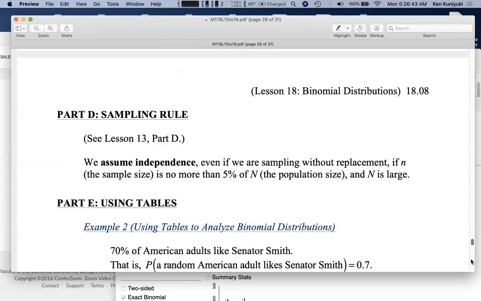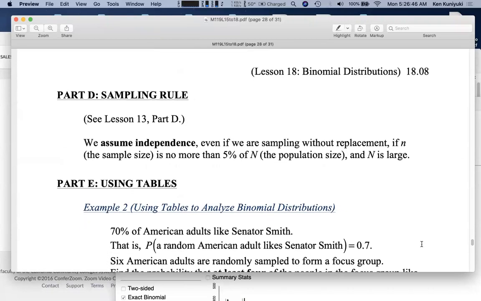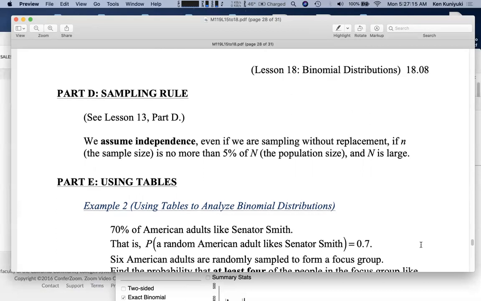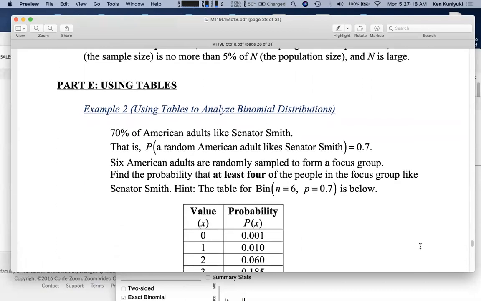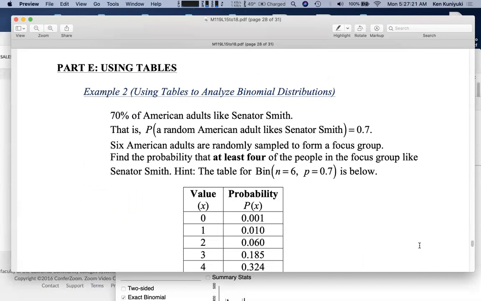Now, what's still required? Well, first of all, we have the sampling rule. Remember, when we had the cooties example, we were drawing a random sample of 5 random American adults from the overall population. And by the sampling rule, we could still assume independence. We could still have a binomial experiment because the sample size, little n, was tiny. It was only 5. And it was certainly no more than 5% of the overall population size of American adults, which is in the millions. So we could assume independence.